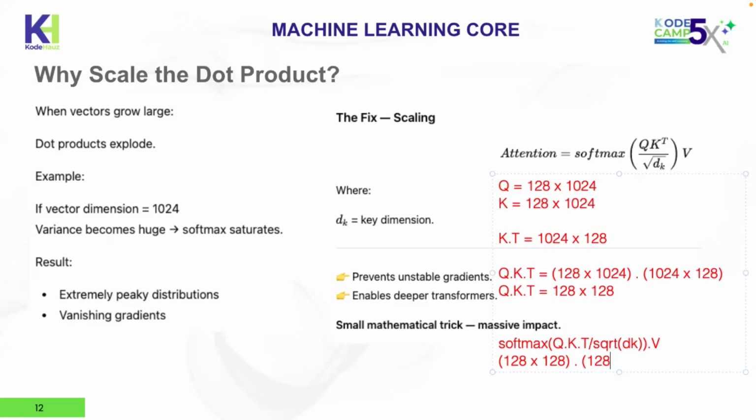V is 128 by 1024. So V is still the same shape as Q and K. That's one thing to understand. They're all the same shape. Q is 128, QKV, they're all the same shape.